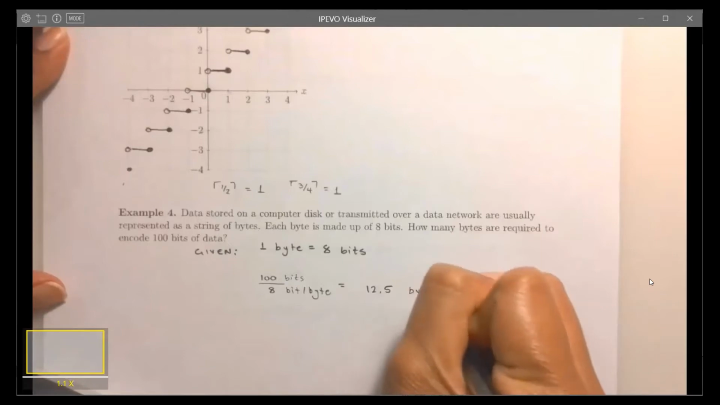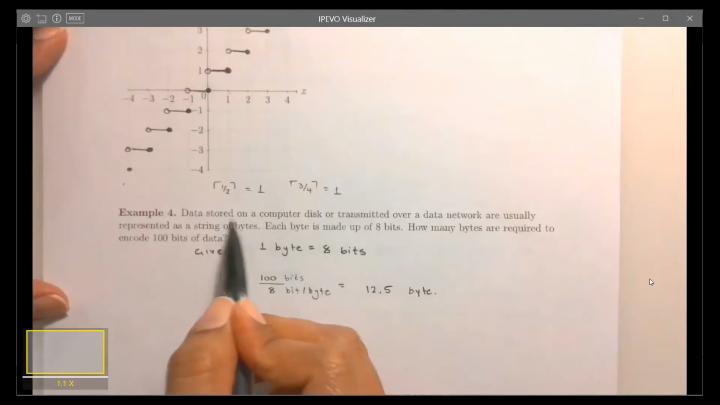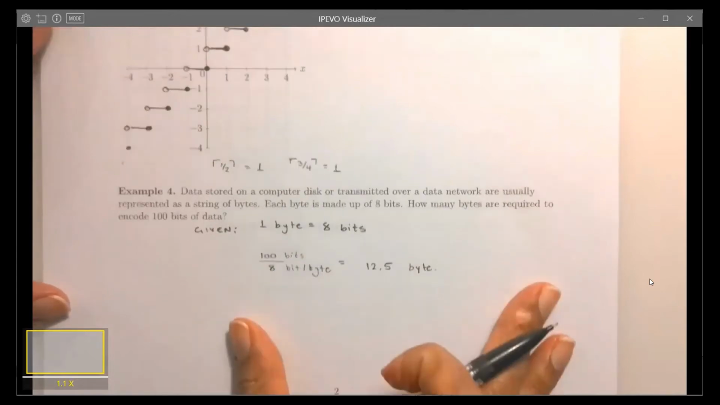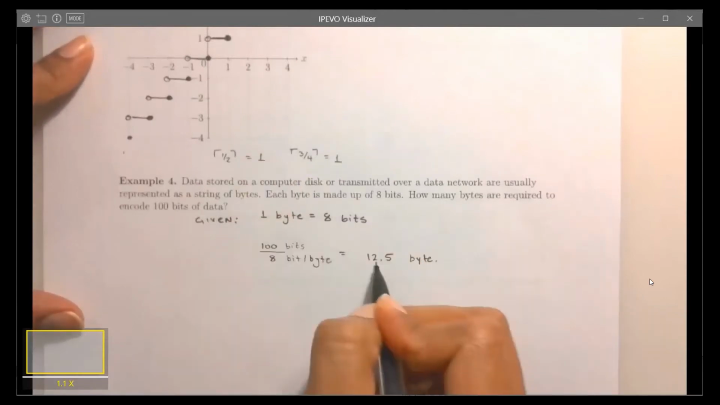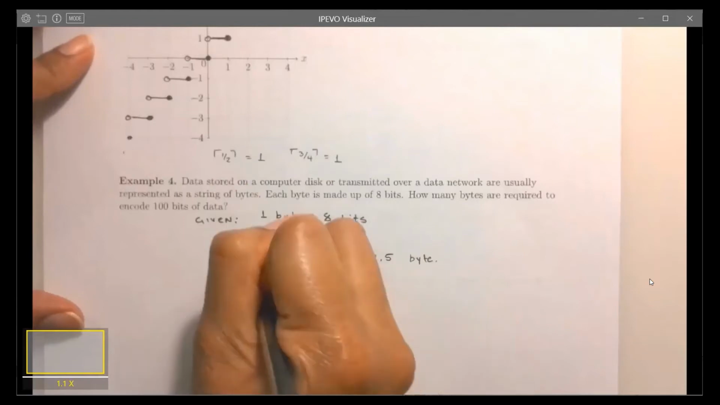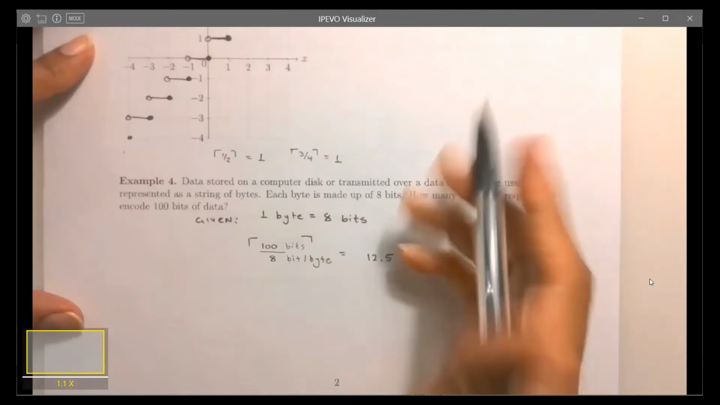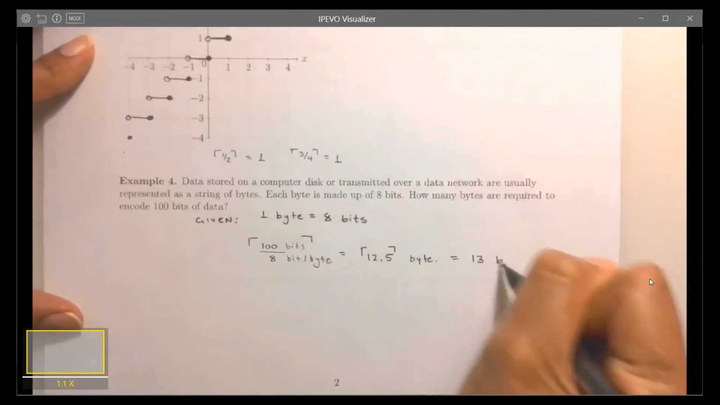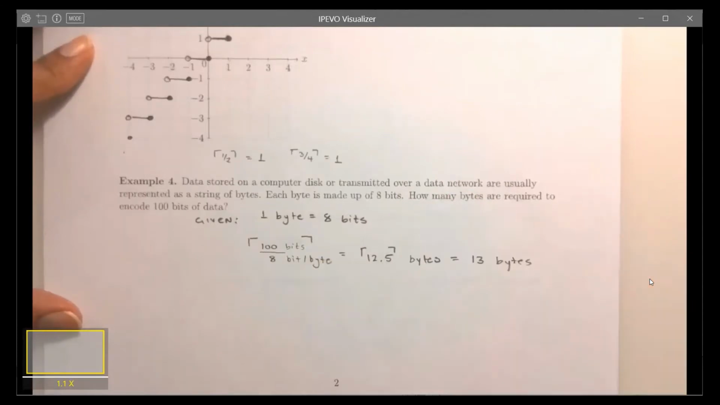Okay, 12.5 bytes. But the thing is, when it comes to a computer disk, there's no such thing as a half a byte. So instead, what we have to do is think about, well, if I have 12 and a half, that means that I would actually need to have 13, right? I would need to have 13 bytes to accommodate for all 100 bits. So we take the ceiling of that.